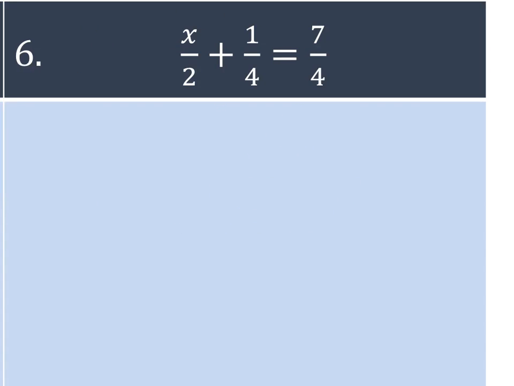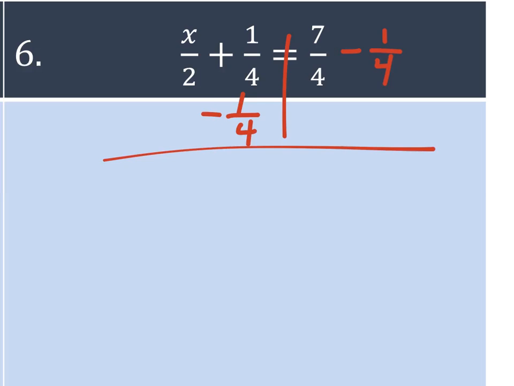And we love fractions so much. Okay, so x over 2 plus 1/4 equals 7/4. Need to isolate those x's right there. And we'll do that by zeroing out the 1/4. How do we do that? Just subtract it from both sides. Okay, and that's our principle of equality.